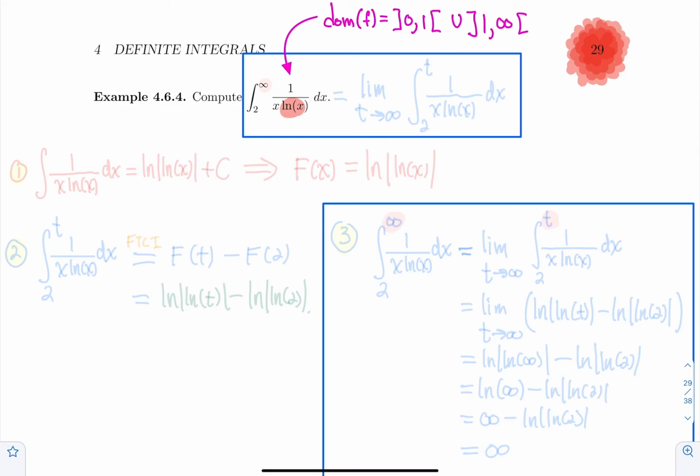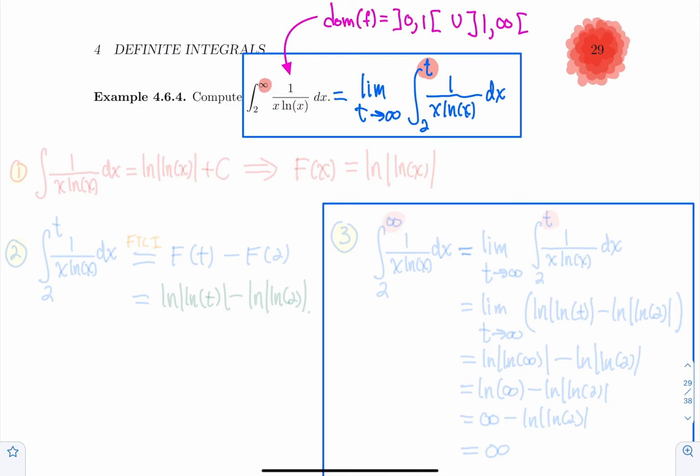Because we are integrating from 2 to infinity, the only problem with this integral is the infinite bound. So this means that this improper integral will be equal to the integral from 2 to t first of 1 over x ln x dx, and then you're going to push t to infinity. So that's the correct definition for this improper integral.